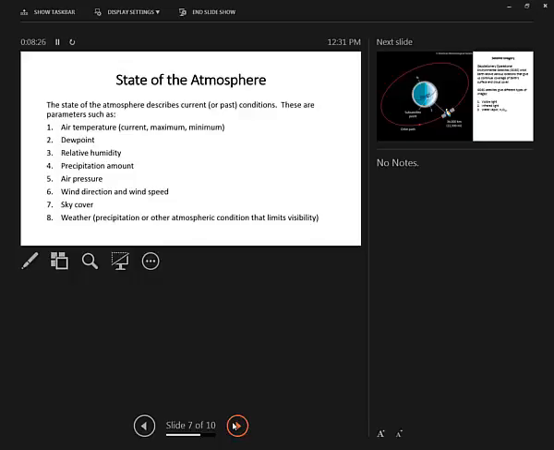Dew point, the temperature at which your air is going to reach 100% relative humidity. The relative humidity, or the amount of moisture, water vapor in the air. Precipitation amount, current air pressure, the wind direction and wind speed, sky cover, and weather. Now, when we talk about weather, we're talking here about what type of precipitation, or are there other atmospheric conditions that limit visibility, things like dust in the air, smoke in the air, that kind of thing.